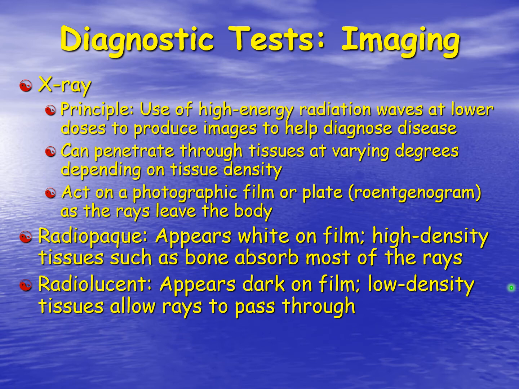Radiolucent, however, means that the film will appear dark, and the reason for this is the film is exposed by a high number of X-rays that reach the film. Low density tissues such as those areas filled with air, like the lungs, will allow all of the X-rays to pass readily through and therefore will reach the film and turn the film dark in color.